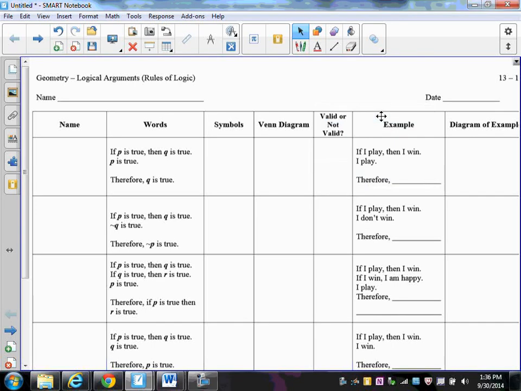Right now we're going to take a look at this paper, Geometry, Logical Arguments, Rules of Logic. We're going to show you how to write Venn diagrams that relate to things, and this is going to be a review of all the different things that we've done in this unit. So the first thing that we're going to talk about is the law of detachment.